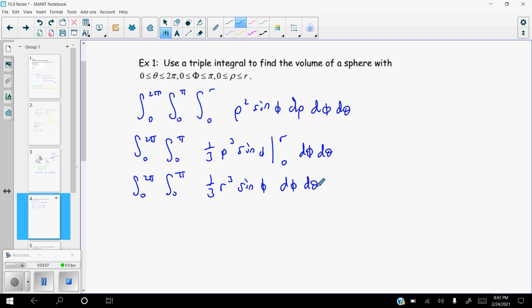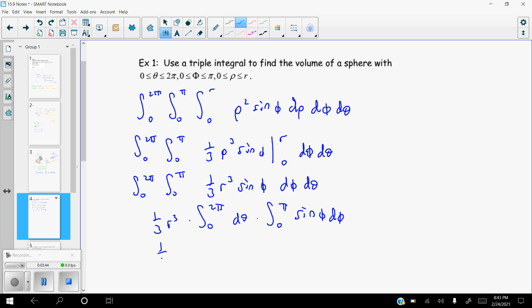Now let's see. So we can split the thetas and the phi's. There are no thetas in r. R in this case is just a number. It's not a variable. So technically I can pull 1/3 r cubed out to the front and then do the integral from 0 to 2 pi of d theta times the integral from 0 to pi of sine phi d phi.